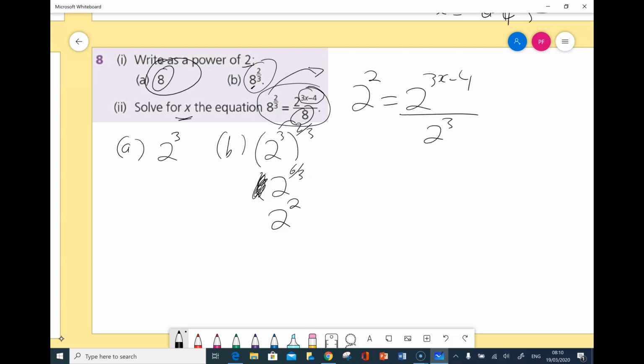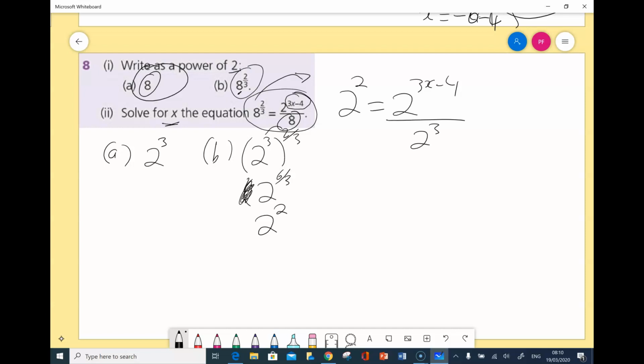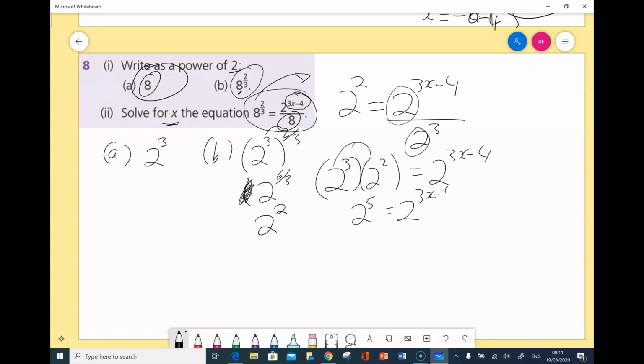Now, it's up to you really how you do this. This 2 to the power of 3 is dividing, so come across to multiply if you wish. Or, the fact that you have a base number and a base number and it's dividing means you could subtract the indices. I'm just going to cross multiply to keep it as friendly as possible. So it's 2 to the power of 3 multiplied by 2 squared equals 2 to the power of 3x minus 4. Now, when we're multiplying two base numbers that are the same, we add our indices. So 2 to the power of 5 equals 2 to the power of 3x minus 4. Our base numbers are the same, so our indices must be the same. 5 is equal to 3x minus 4.